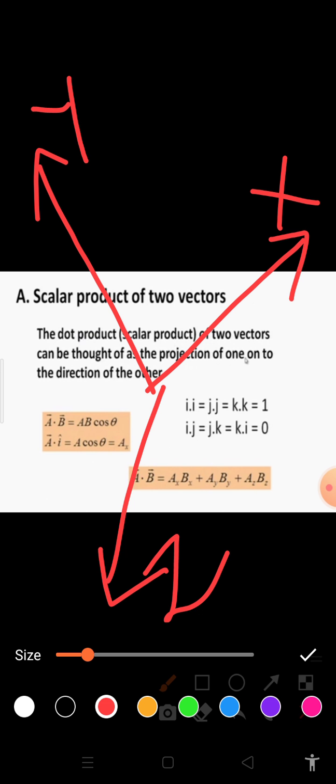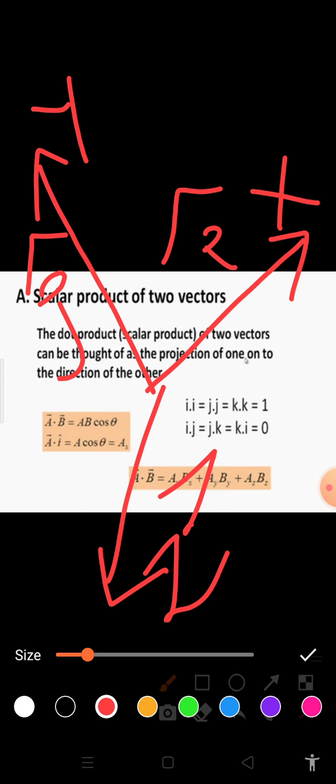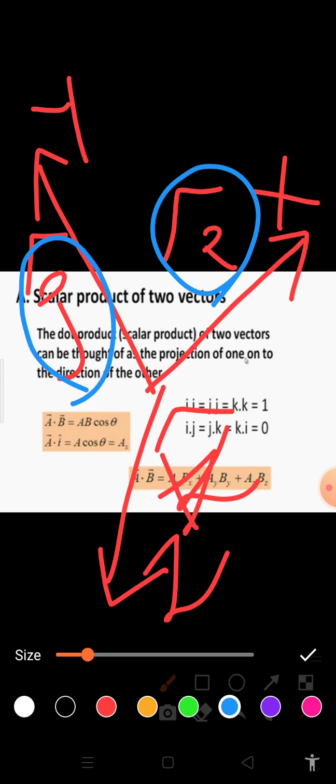So along the x axis the unit vector is i cap, along the y axis the unit vector is j cap, along the z axis the unit vector is k cap. So here i cap, j cap and k cap are the unit vectors along the x, y, z axis respectively.